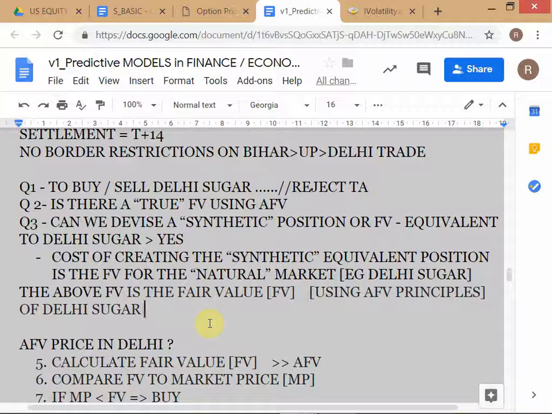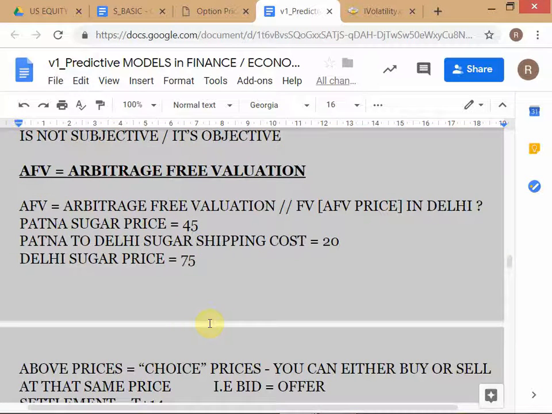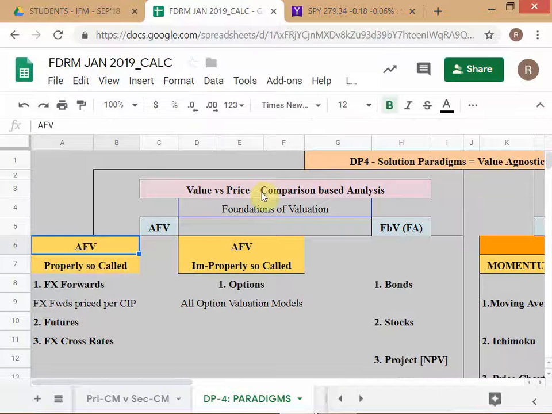So let's follow the logic once again from the very beginning. You have a basic decision problem. You see these prices here, these two different markets. As far as the Delhi market is concerned, you are not sure whether you should buy or sell. Okay, let's take it from the very beginning. You have a decision problem. Should I buy it or sell it? Okay, so you have decided to solve this decision problem using this approach.